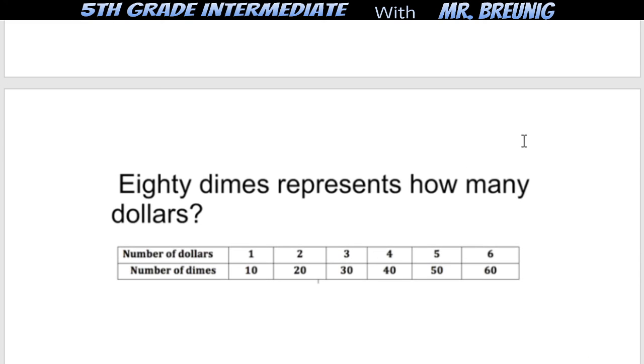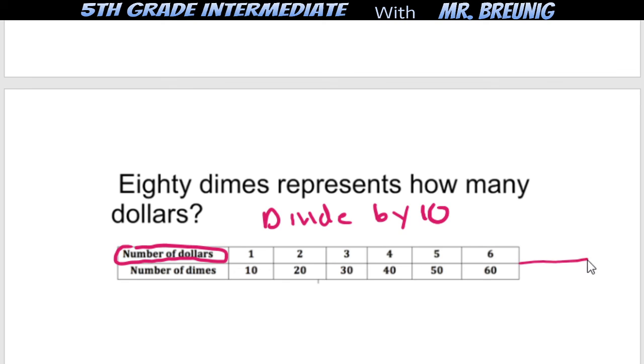Okay, basically given that information that we just had, 80 dimes is represented by how many dollars? Well, in order to find the number of dollars, I needed to divide by 10. That was the rule that we came up with. 80 dimes is how many dollars? Well, I could extend my chart out and look at the top number of dollars. That's going up by 1. So I could do 7. I could do 8. I could do 9 because it's just going up by 1.